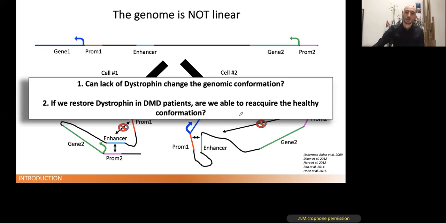Since we know that dystrophin can mediate the signal transduction from outside the cell to the nucleus, we had two questions. The first was, can the lack of dystrophin in Duchenne muscular dystrophy change the genomic conformation? And if we restore dystrophin in Duchenne patients, which is the cure that is proposed and now in clinical trial, are we able to reacquire the healthy conformation, or do we still have some pathogenic conformation and therefore some pathogenic gene expression?